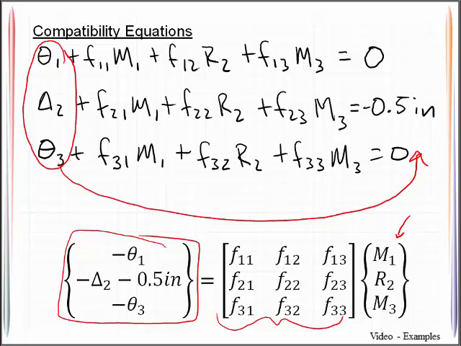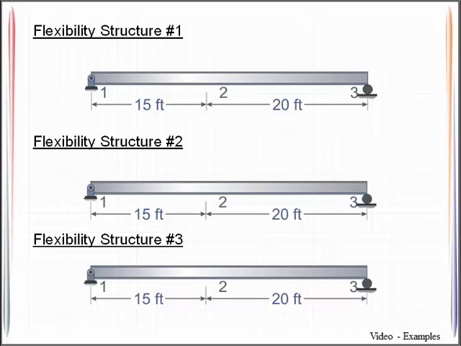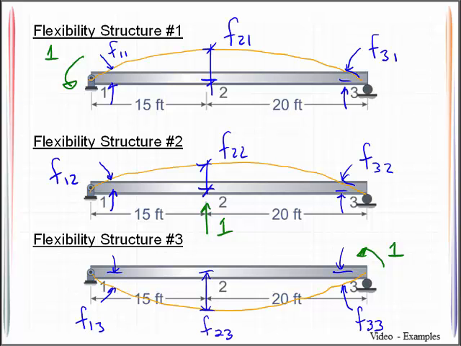the unknown redundant forces. So the solution to this actually requires me to compute some rotations and deflections on my primary structure and also some rotations and deflections on my flexibility structures, as we see here. Now recall that the flexibility structure is the situation where we apply unit moments or unit forces at the locations of my redundant forces. And it produces deflected shapes like this, where the flexibility coefficients are displacements due to applied unit forces or unit moments.